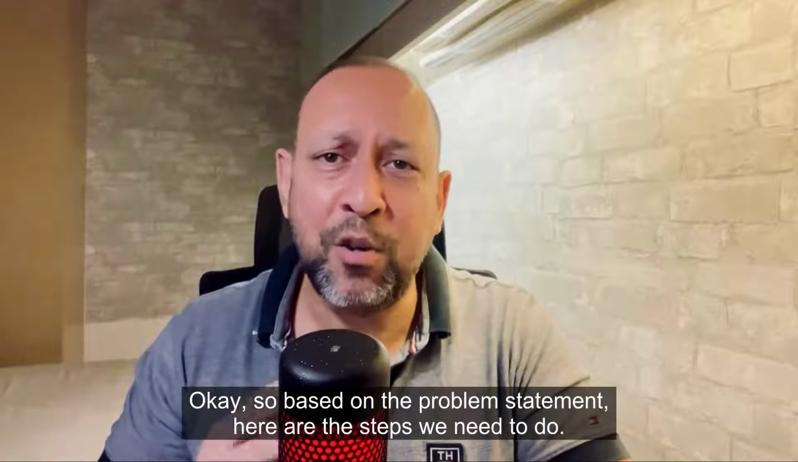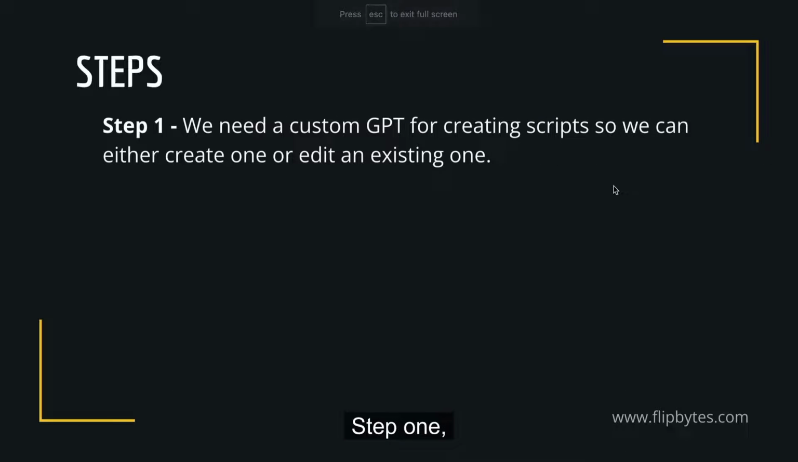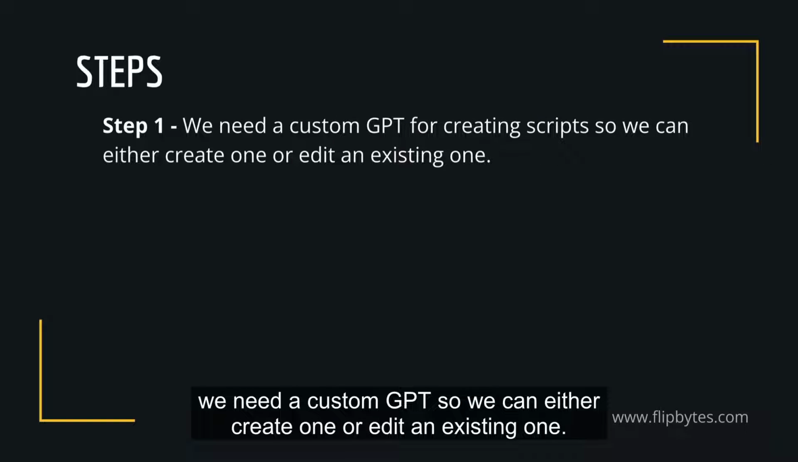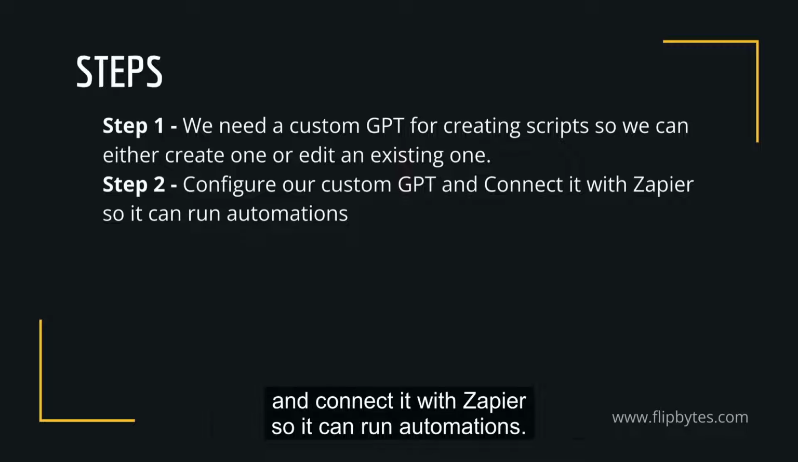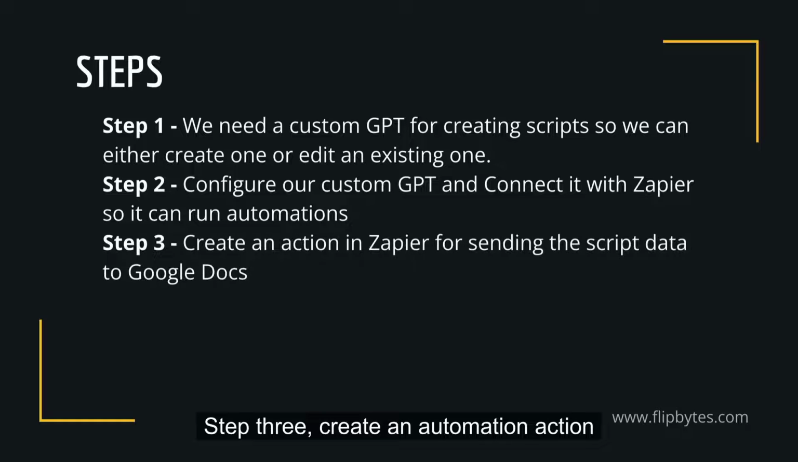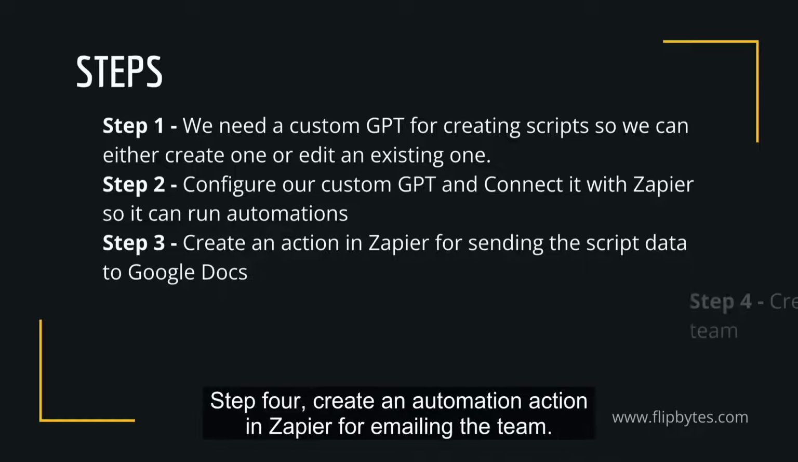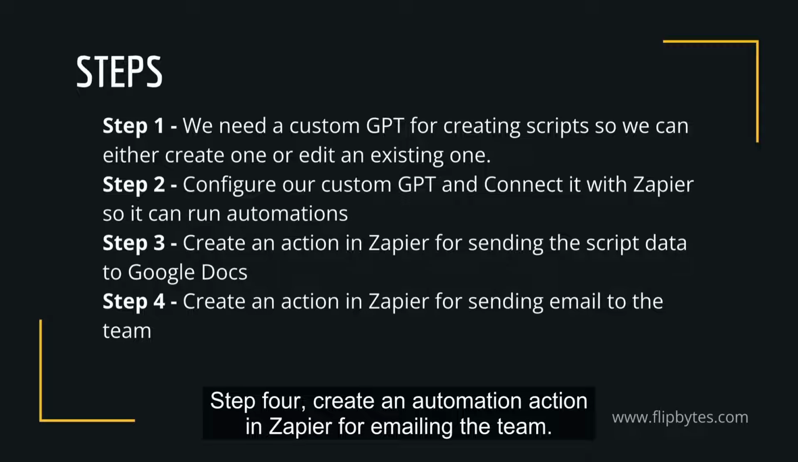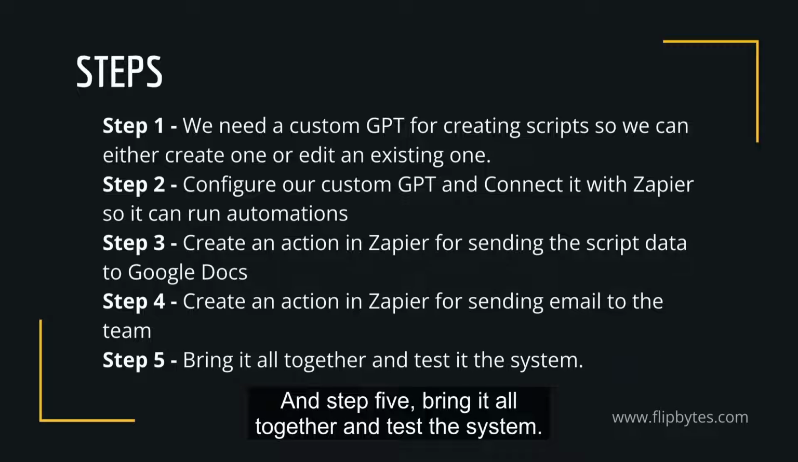Based on the problem statement, here are the steps we need to do. Step 1, we need a custom GPT, so we can either create one or edit an existing one. I'm going to create one. Step 2, configure our custom GPT and connect it with Zapier so it can run automations. Step 3, create an automation action in Zapier for sending the script data to Google Docs. Step 4, create an automation action in Zapier for emailing the team. And step 5, bring it all together and test the system.